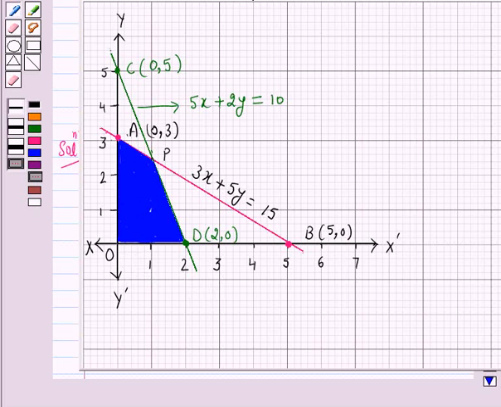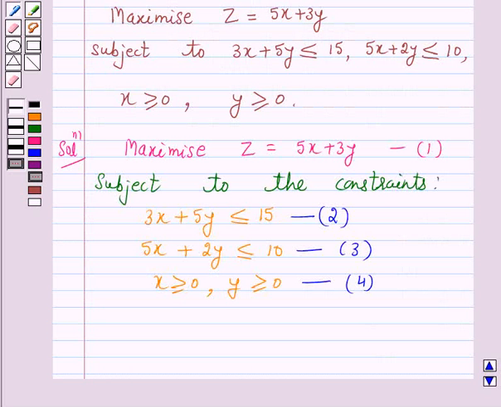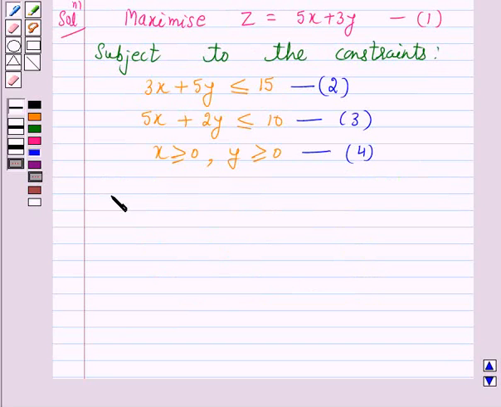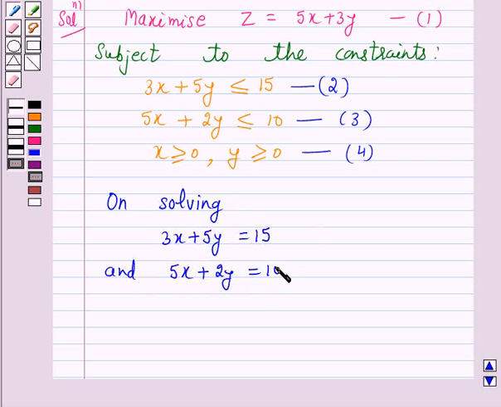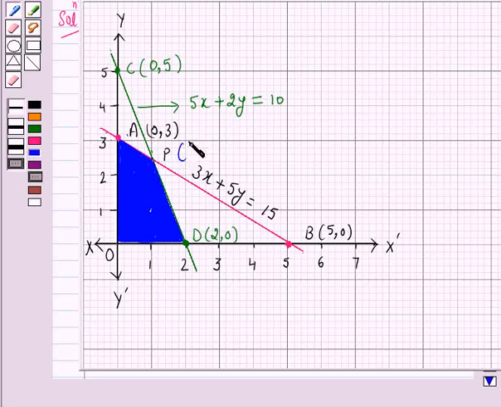Now, according to the corner point method, the corner points of the feasible region are found either by inspection or by solving the two equations of the lines intersecting at that point. Now, on solving 3x + 5y = 15 and 5x + 2y = 10, we get x = 20/19 and y = 45/19. Hence, the coordinates of the point P are (20/19, 45/19).